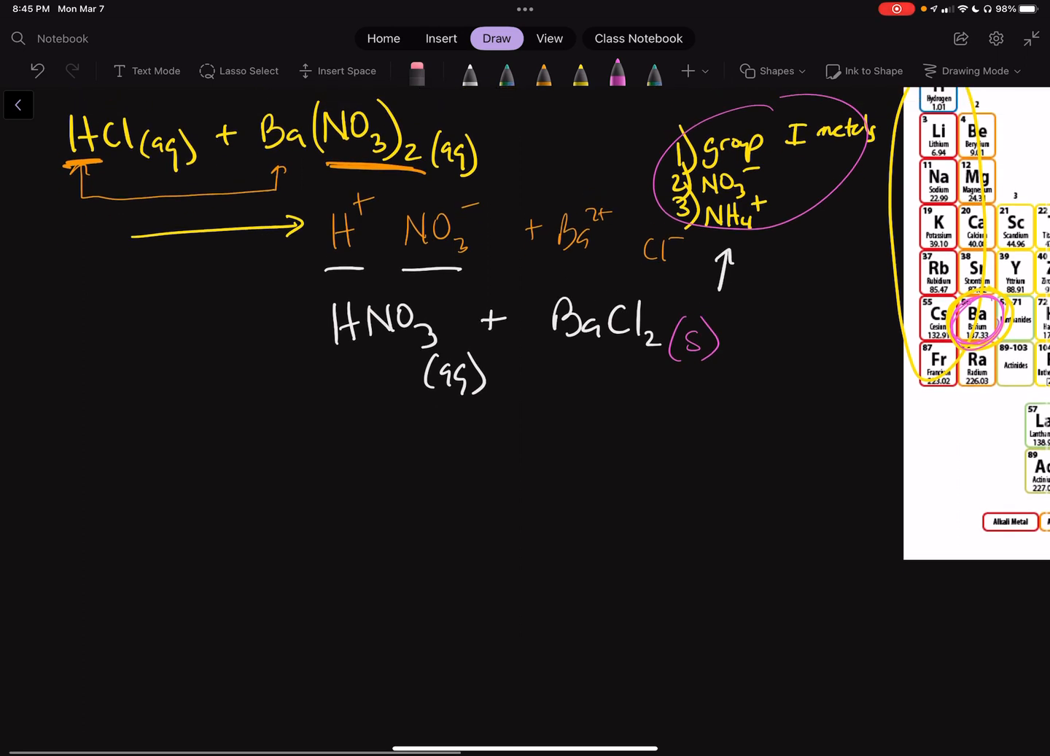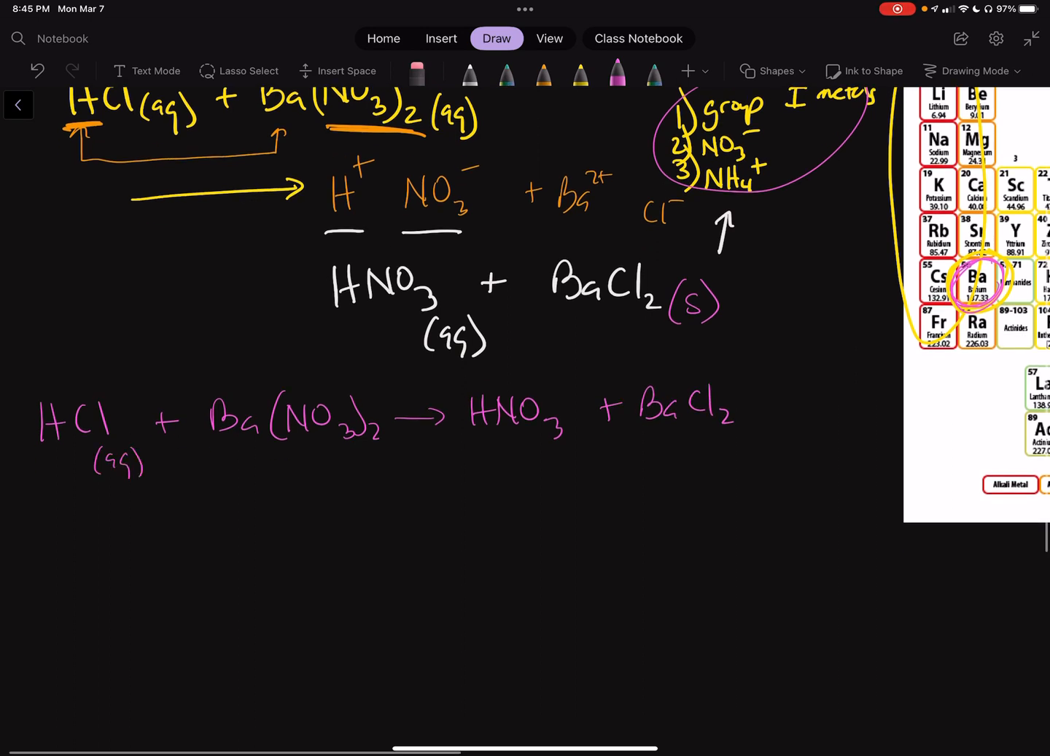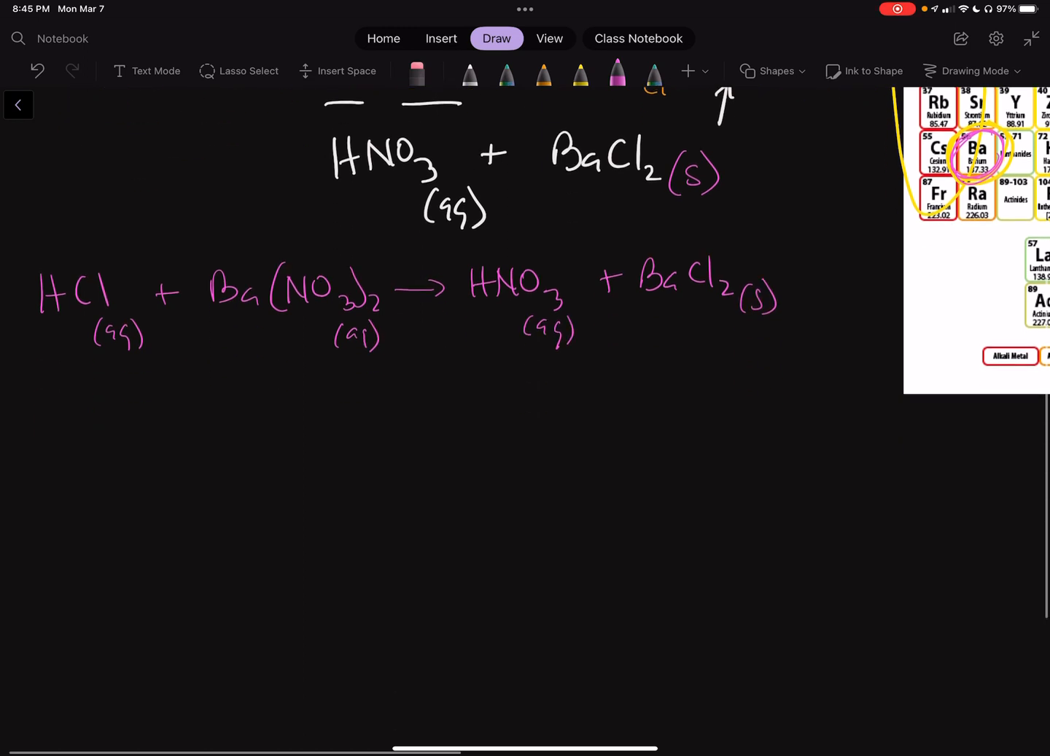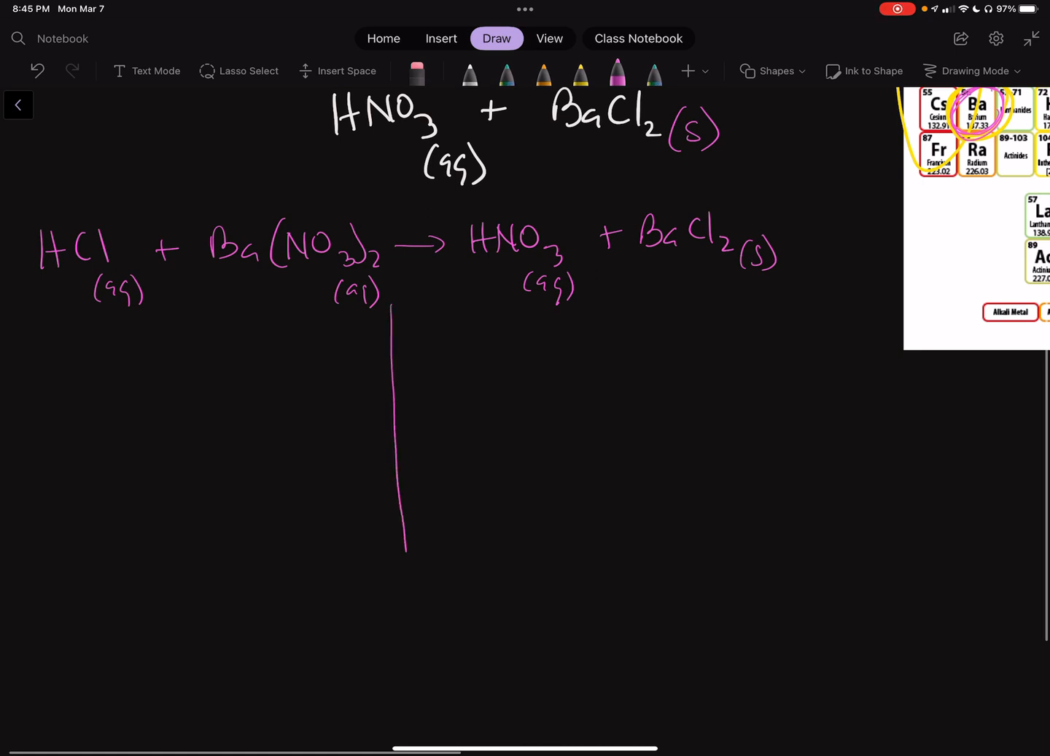Anyway, for balancing, I think I'm going to rewrite it just a little bit to make visualizing the balancing process easier because I got a little messy here. But those are our reactants and our products, and we got aqueous, aqueous, aqueous, and I'll keep this one as a solid. So I'm going to go ahead and use this column approach. So we have hydrogens, chlorine, barium, and I think I'll go ahead and keep the nitrate as a single unit, like I've done in another video.